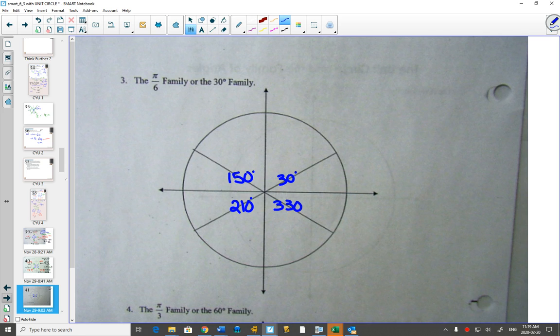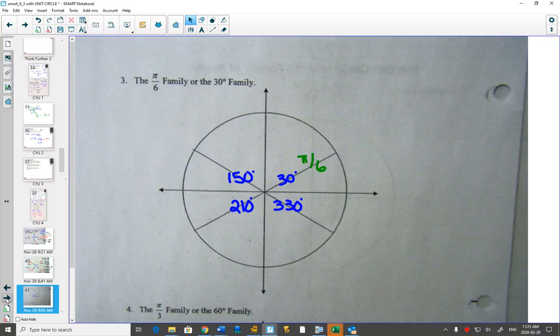How did you do? 210, 150, 330. Now in radians. Pi over 6 there. I will give you a minute head start on the radians.